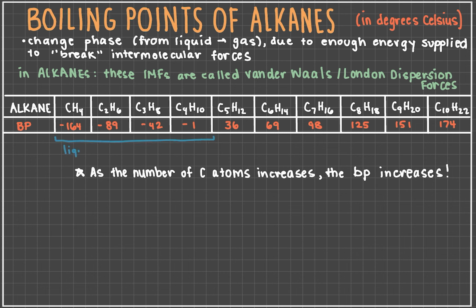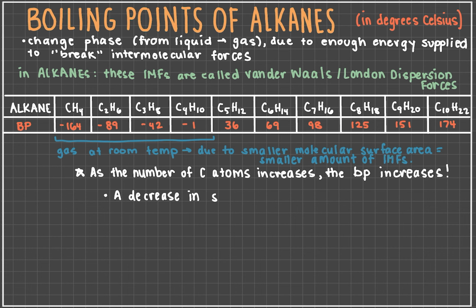As the number of carbon atoms within the alkane increases, or when the molecular weight increases, the boiling point increases too. The first four alkanes, methane, ethane, propane, and butane, are gases at room temperature, or around 20 degrees Celsius, as you can see from their incredibly low boiling points. This is due to a smaller molecular surface area.